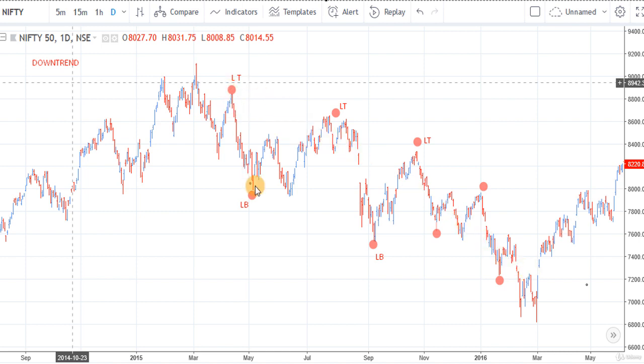This is the top and this is the bottom. Again, this is the top and this is the bottom. But we can see this is the downtrend and each top is lower than the previous one, and each bottom is lower than the previous one. So this top is also lower than the earlier top, so this is a lower top, and this bottom is lower than the earlier bottom, so this is a lower bottom. So in a downtrend, we get lower tops and lower bottoms.